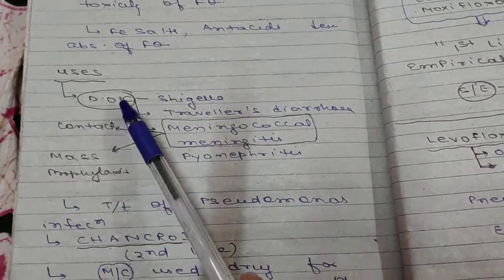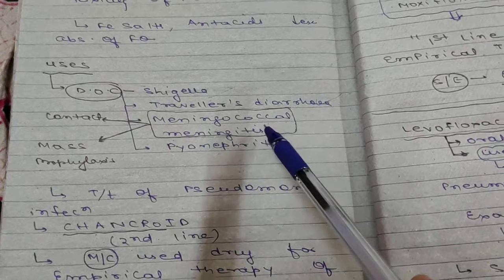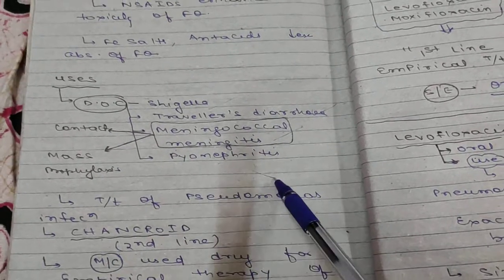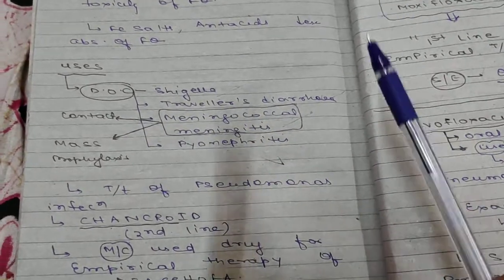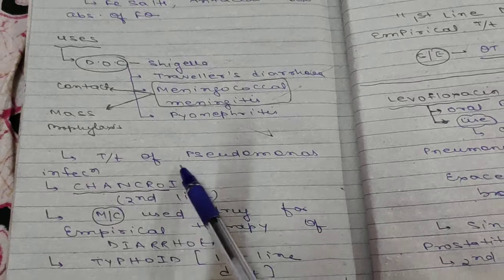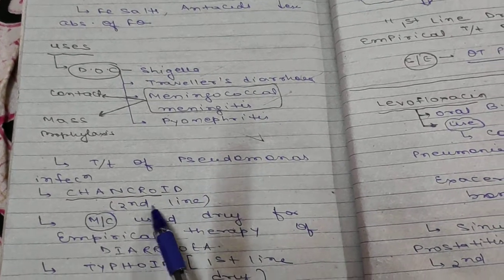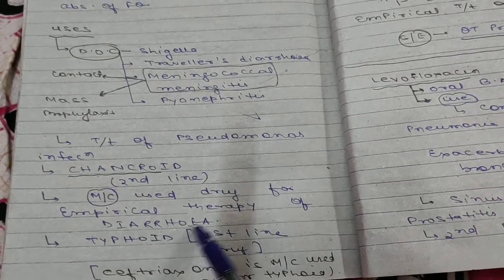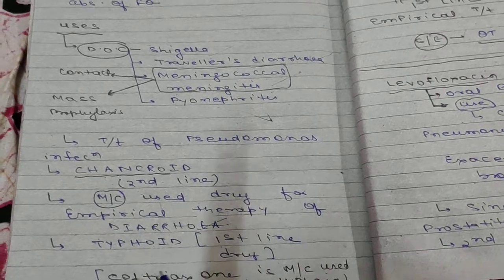Now what are the uses? Ciprofloxacin is the drug of choice for Shigella, traveler's diarrhea, meningococcal meningitis, both contact and mass prophylaxis, and pyelonephritis. So ciprofloxacin is very important because it is the drug of choice for this group of diseases. It can also be used in the treatment of Pseudomonas infection. It is also a second line drug in cases of carrier state formation. It is the most commonly used drug for empirical therapy of diarrhea. Mind it, this is the most commonly used drug for empirical therapy of diarrhea. This is asked in AIIMS.